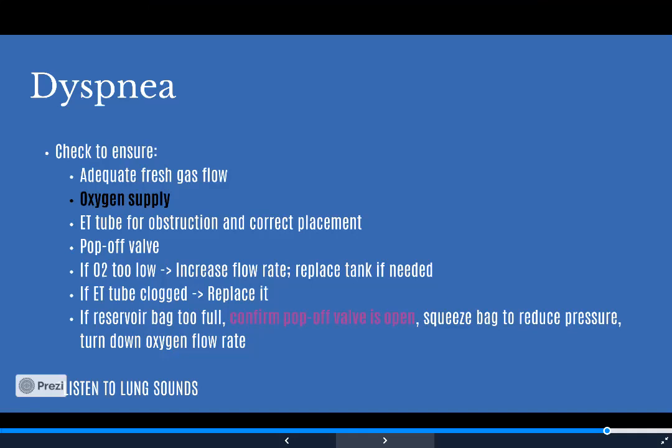If the reservoir bag is too full, confirm that the pop-up valve is open and squeeze the bag to reduce the pressure. So, you know, there always should be gas in there, but sometimes it gets overfull because our patient isn't necessarily taking in all of the gas. If that's the case, we also need to double check our oxygen flow as well. If they're not taking in all of that gas, they may not need all of it. So turn down the oxygen flow rate if needed. And then always listen to lung sounds too. Make sure everything sounds okay.